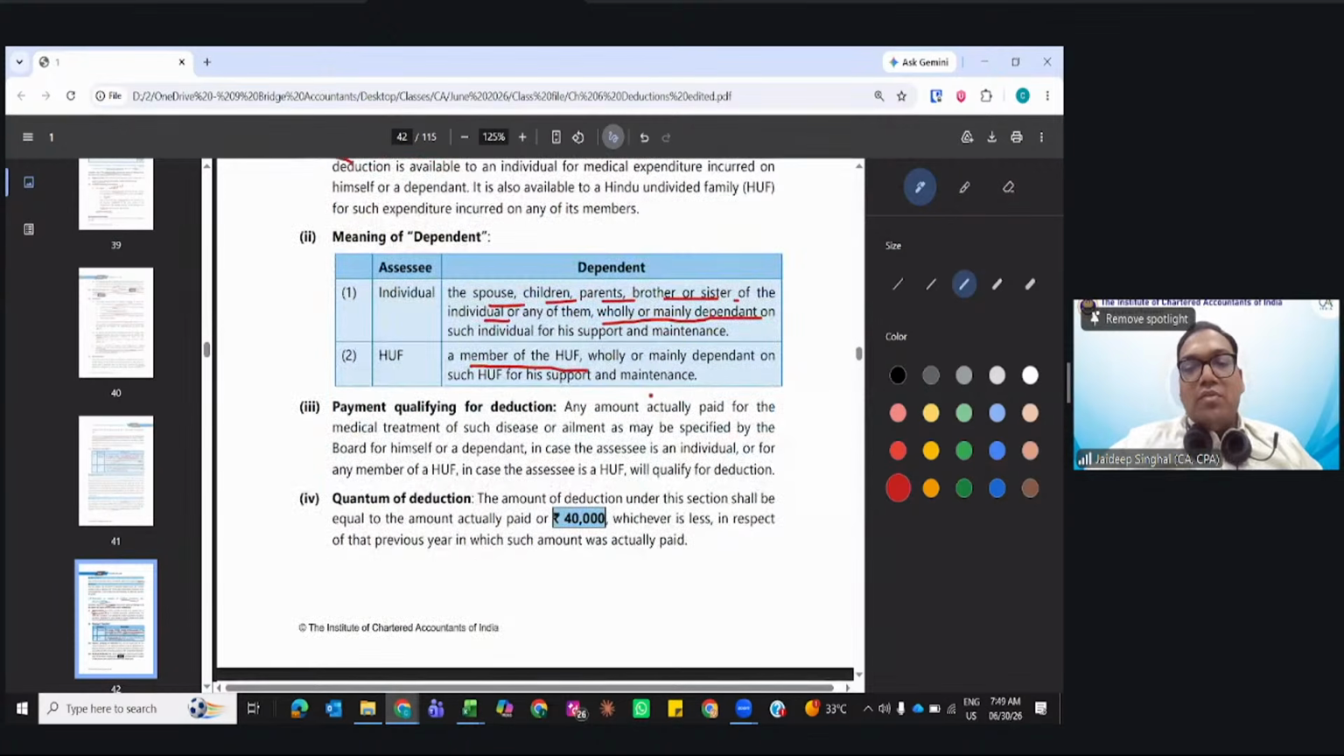Payment qualifying for the deduction is the amount actually paid for the medical treatment of such disease or ailment as specified by the board. Whatever diseases are specified, it is for the specified disease.